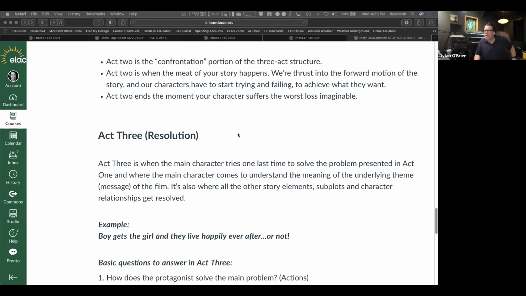It's also where all the other story elements, any subplots, any character relationships, everything that you create in Act 1 and Act 2, any of these subplots or loose ends, all need to come and tie up here at the end. Anybody watch a movie where things just didn't get resolved at the ending? There's certain parts where you're like, man, what happened? They never explained what happened. It's frustrating, right?